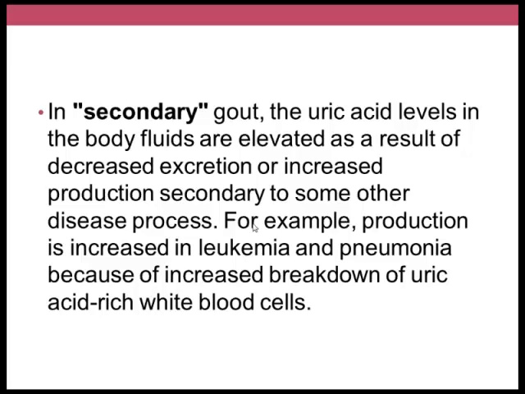The other big type of gout is secondary gout. Here the uric acid levels in the body fluids are elevated due to decreased excretion or increased production secondary to some other disease process. So it is somehow an indirect process that leads to accumulation of uric acid. The defect is not in the process of uric acid synthesis or in the renal handling. For example, production is increased in leukemia and in pneumonia because of increased breakdown of uric acid rich white blood cells.